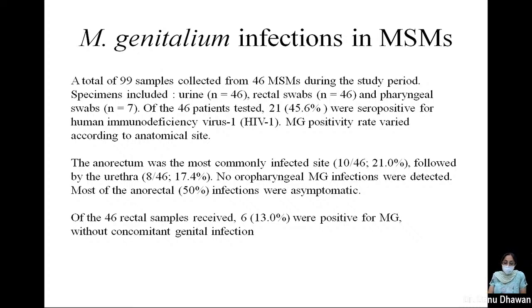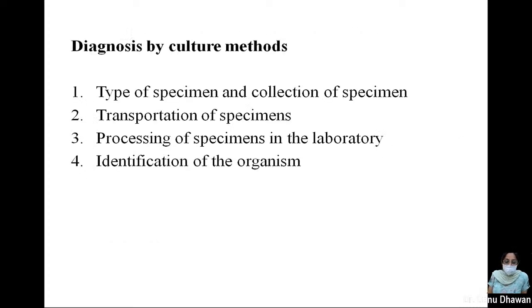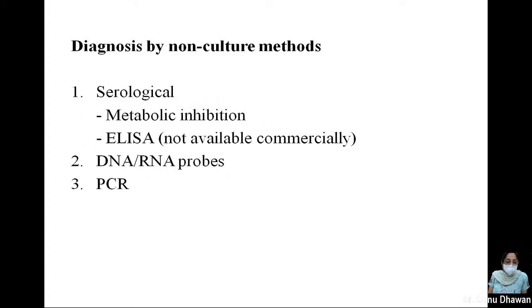So that is why it is important that when you screen a patient coming to the STI clinic, when you are taking his sexual history, if it is suggestive, if he's an MSM, irrespective of whether he has complaints at the extragenital sites, a rectal swab should ideally be collected. If you have infection at the rectal site, the treatment becomes a little more prolonged because it's more difficult to treat infections at the extragenital site. Now, laboratory diagnosis: it's the type of specimen, collection, transportation, processing, and identification.